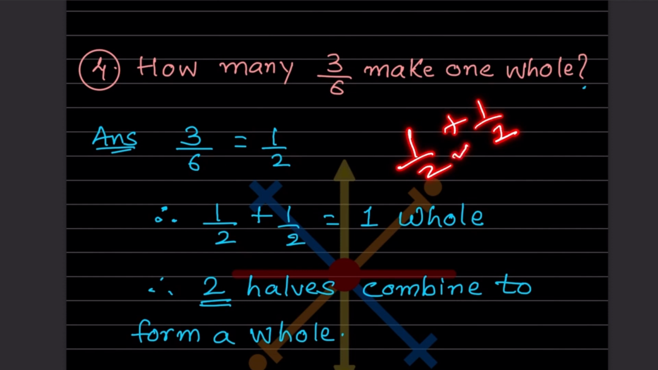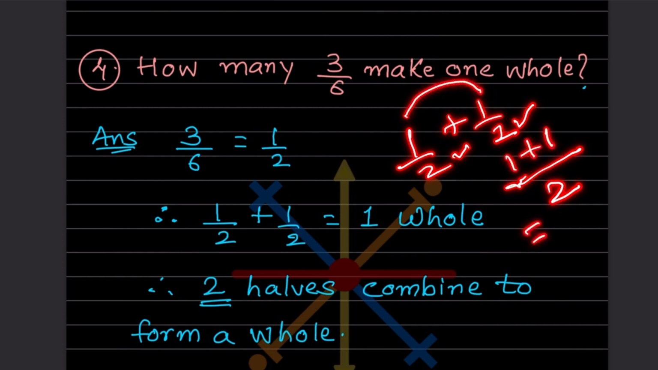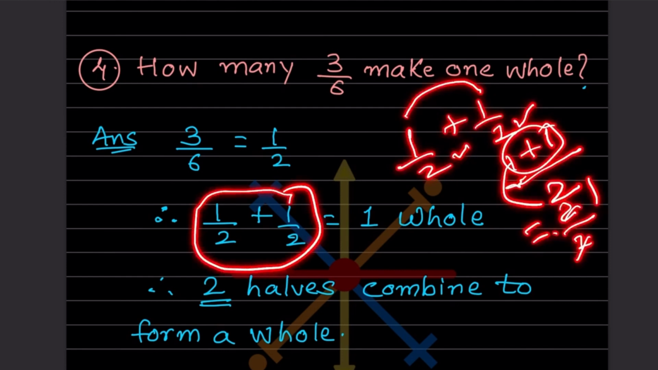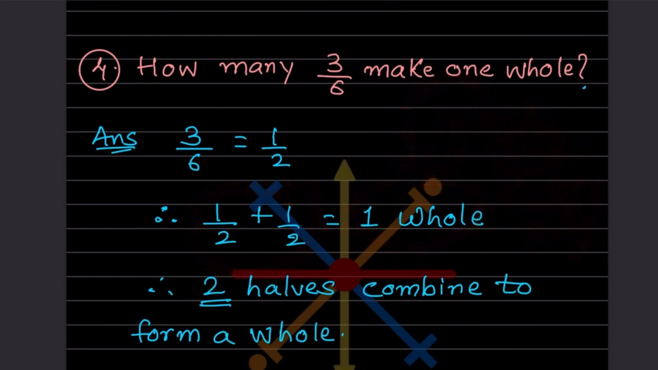So you know this is a like fraction. Why? Because the denominator is the same. So what are you going to do? Whenever the denominator is the same, that 2 you are going to write as it is, and the numerators you are going to add. That will be 1 plus 1, which is 2, divided by 2, which is going to be 1. So how many halves are there? How many 3 by 6 make one whole? This is also half, this is also half. So 2 halves combined to form a whole.